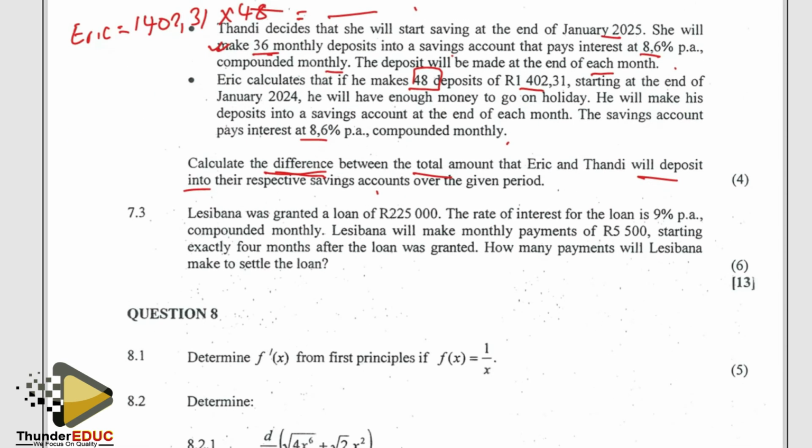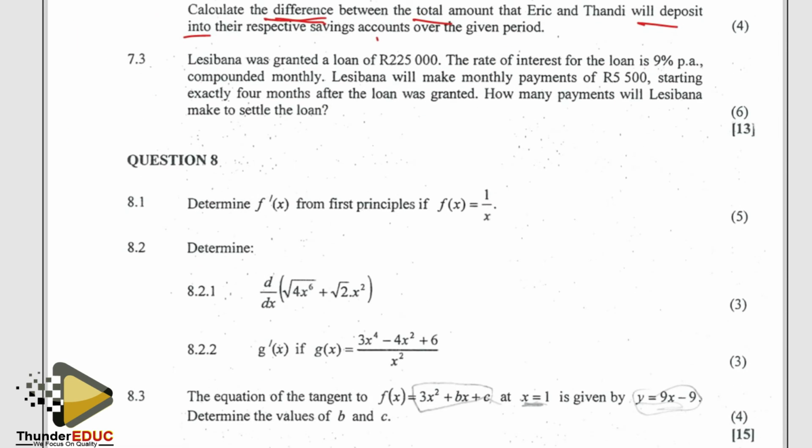Then 7.3. This person was granted a loan of this much. The rate of interest is 9% per annum compounded monthly. This person will make monthly payments of this much, starting exactly 4 months after the loan was granted. How many payments will this person make to settle the loan? Since the payments start 4 months after the loan was granted, 1 month will be given as an allowance, which means this money is going to grow for 3 months.